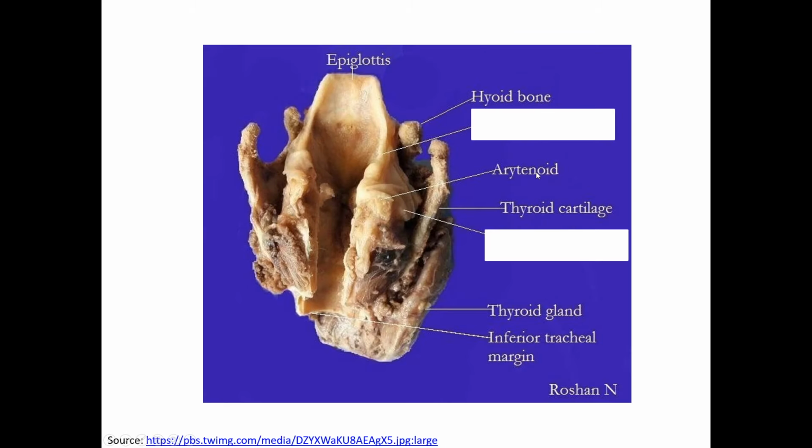So in practice, this is what our specimen should look like from the posterior aspect. There are two new things that we have labeled here. So let's start with this structure on the superior aspect. Again, type in your answer into the chat. It connects the epiglottis to the arytenoid cartilage, so it is the aryepiglottic fold.